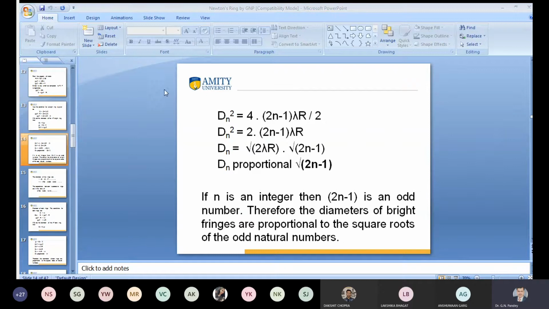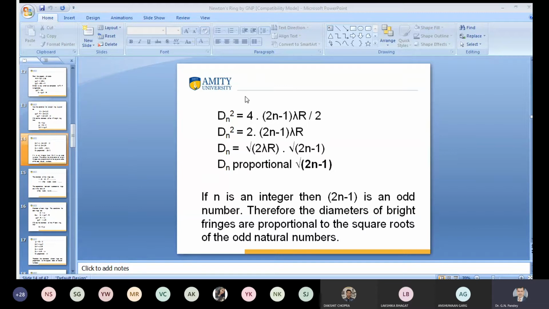So what is this? Dn square is equal to 4 into rho n square. The value of rho n square is equal to (2n minus 1) lambda r by 2. So the 2 will be cancelled out. Clear? So the value of Dn square is equal to 2 into (2n minus 1) lambda r. 2 is constant, lambda is constant, r is constant. I want to calculate the value of Dn, so Dn is under root of 2 into (2n minus 1) lambda r.